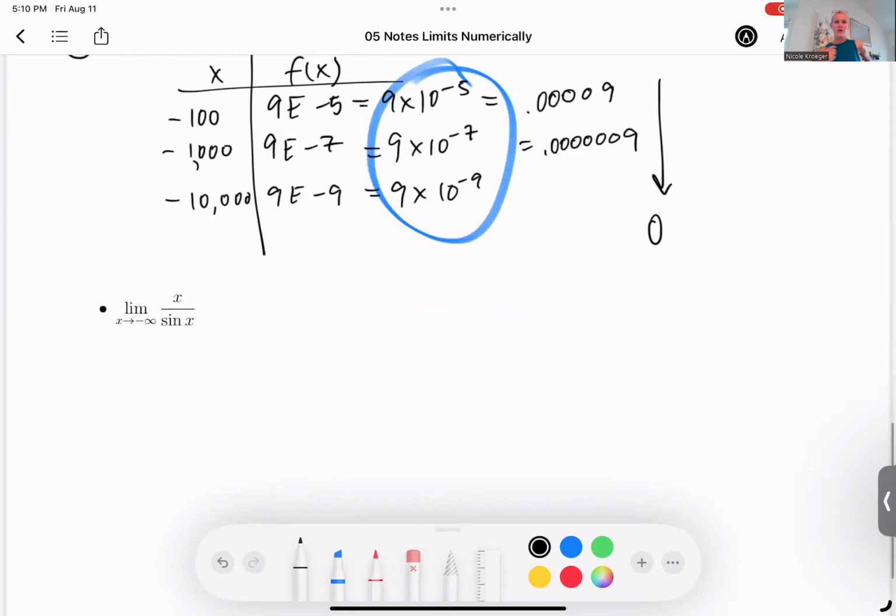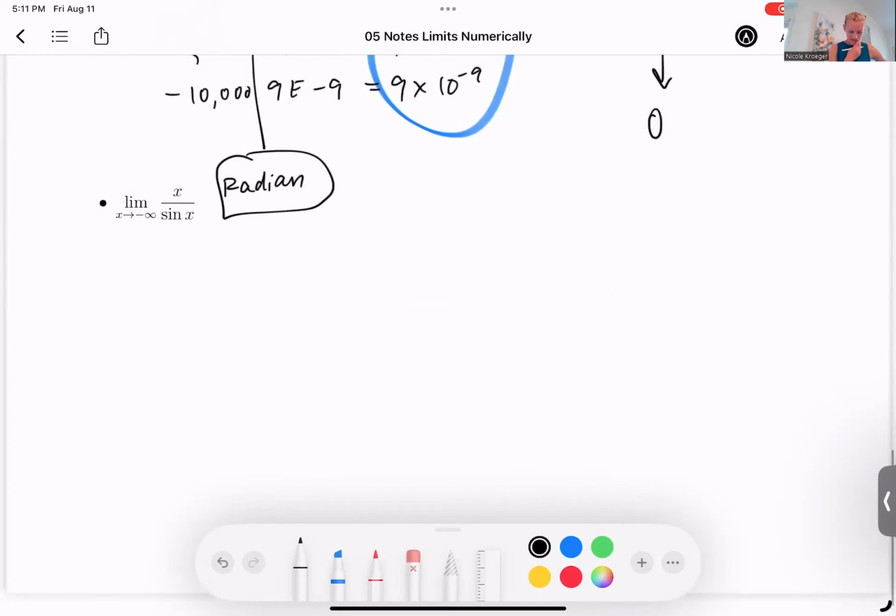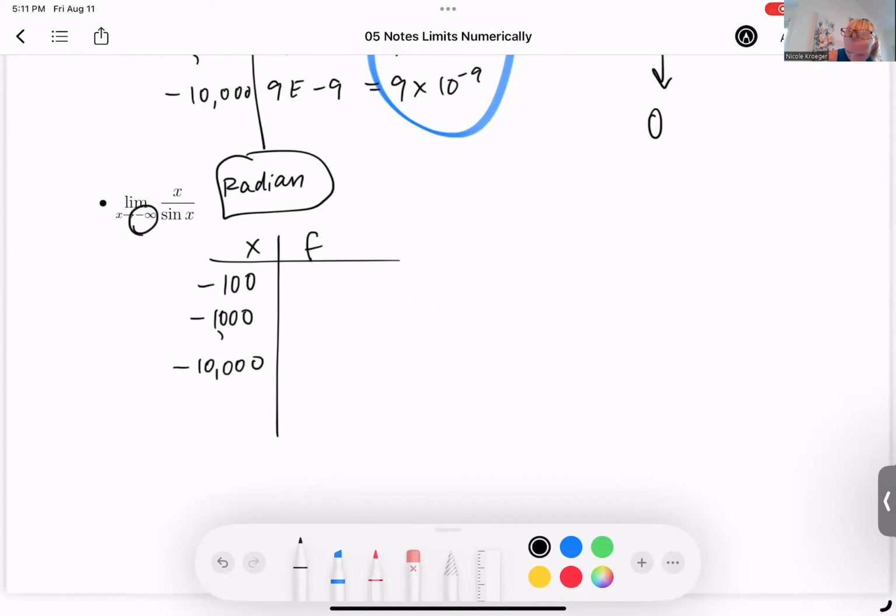Okay, one more problem. For this problem, make sure your calculator is in radian mode. For calculus, we always use radians and not degrees. So once again, x is approaching -infinity, so we can use the same x values as we did in the previous problem. -100, -1,000, -10,000. Okay, and I'm actually going to put this one in my calculator so we can see what happens. This is x over sine of x. So let's look at this one together because this one's interesting.